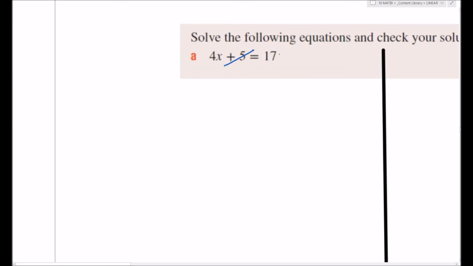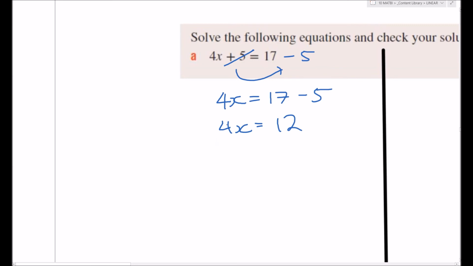This is a plus 5. If I move it to the other side, it becomes negative 5. So you're left with 4x equals 17 minus 5. Solving that, 17 minus 5 is 12. Now I'm writing every step I'm doing so that you guys can see what is happening. Next, I want to try and isolate the x.